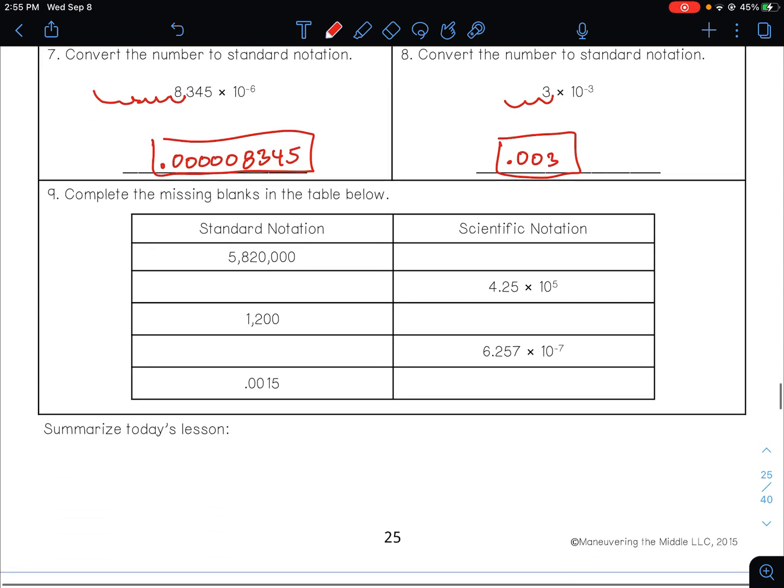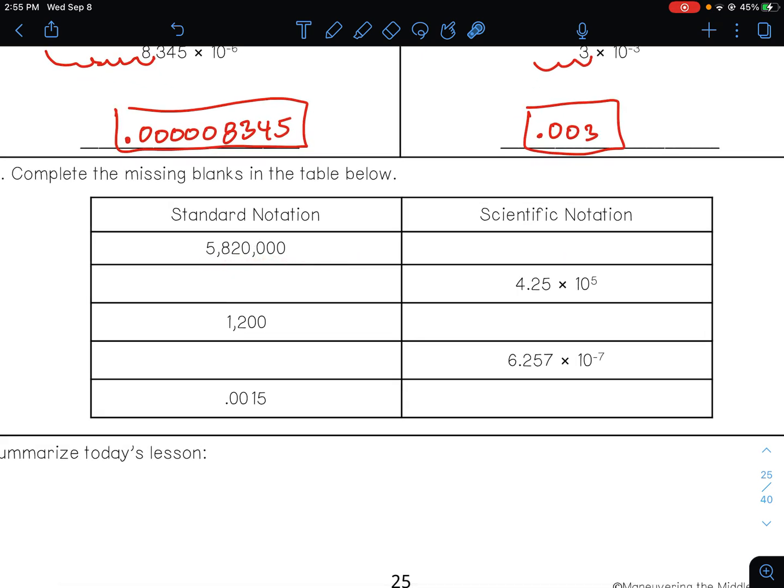All right, last question. We want to complete the missing blanks in the table below. This is standard. They want to make it scientific. So let's do this. We want a decimal right here. And if we have the decimal right there, we have 5.82. And then, let's see, how many spaces do we have to move? Oh yeah, it's going to be times 10 to the something. How many spaces do we move to get there? 1, 2, 3, 4, 5, 6. Times 10 to the 6. So look at that, 5.82 times 10 to the 6 gets us a large number like that.